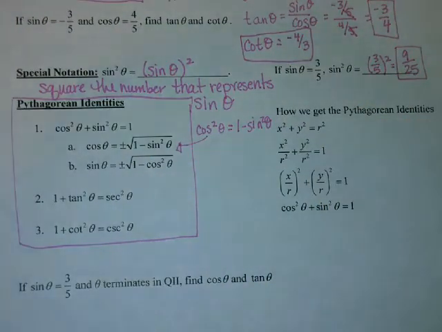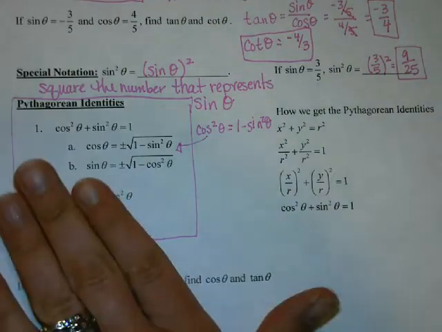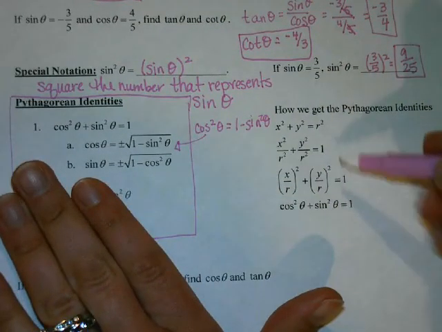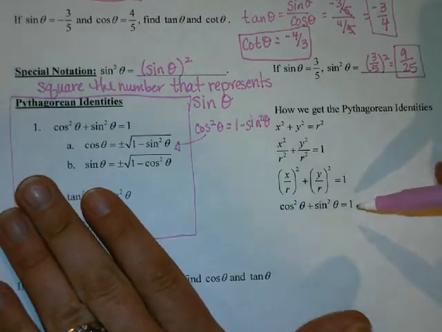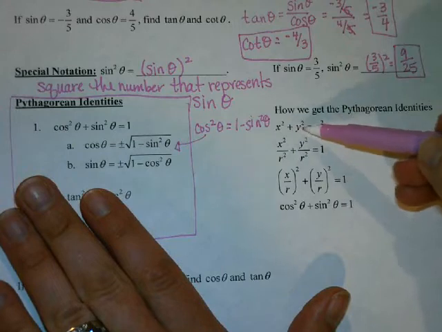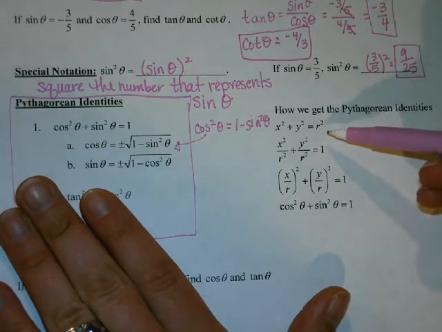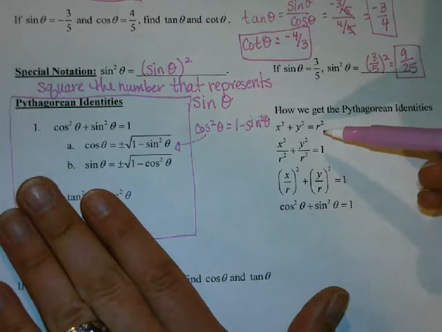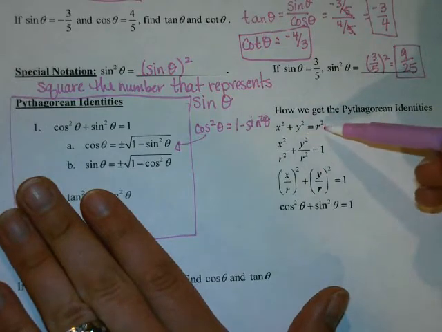Right now, let's talk about where those Pythagorean identities come from. Let's ignore those 2 right now and just talk about sine squared plus cosine squared equals 1. This over here shows us where that comes from. X squared plus y squared equals r squared. What do you know about that? That is the formula for a circle, right? X squared plus y squared equals r squared.